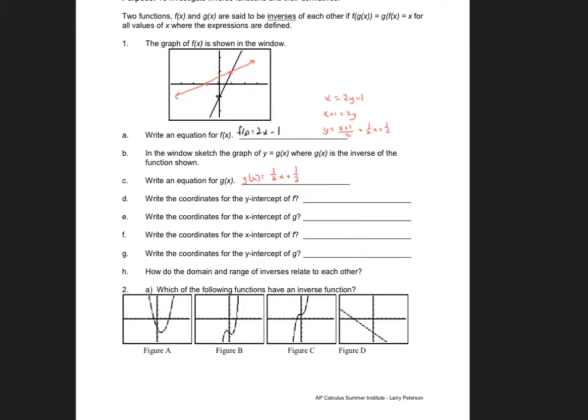The coordinates of the y-intercept of f are 0, negative 1. So the coordinates for the x-intercept of g are going to be negative 1, 0. For the x-intercept of f, if we put in 0 for y in y equals 2x minus 1, we get x equals 1/2. So the x-intercept is 1/2, 0, which means the y-intercept for g is going to be 0, 1/2.